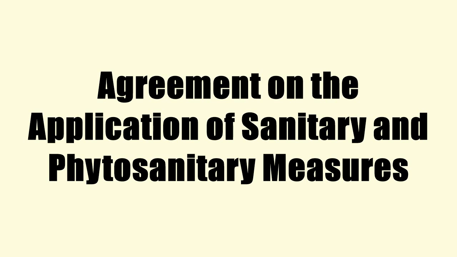Main provisions. Article 1 General Provisions outlines the application of the agreement. Annex A1 Definition of SPS measures. Article 2 Basic rights and obligations. Article 2.2 requires measures to be based on sufficient scientific analysis.